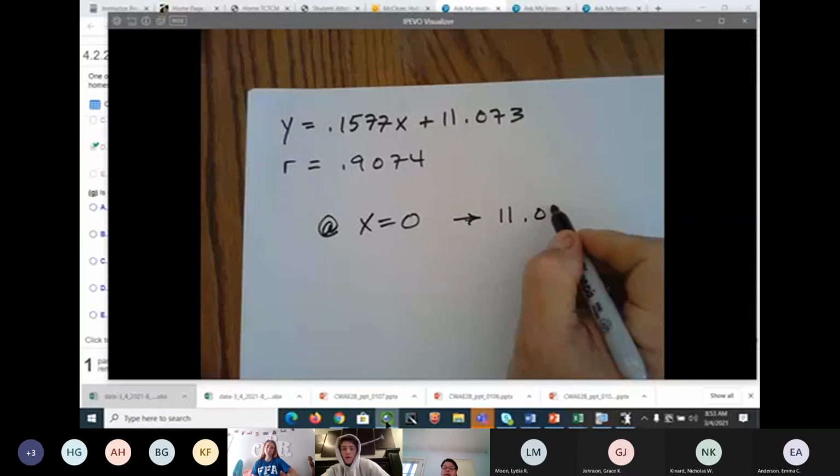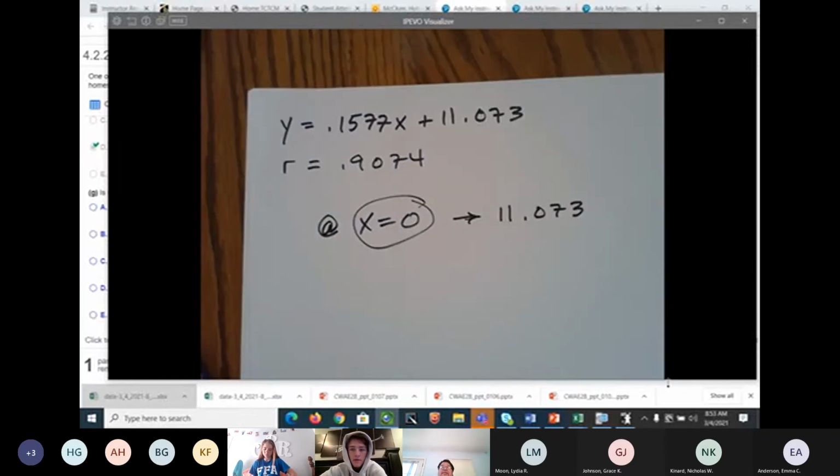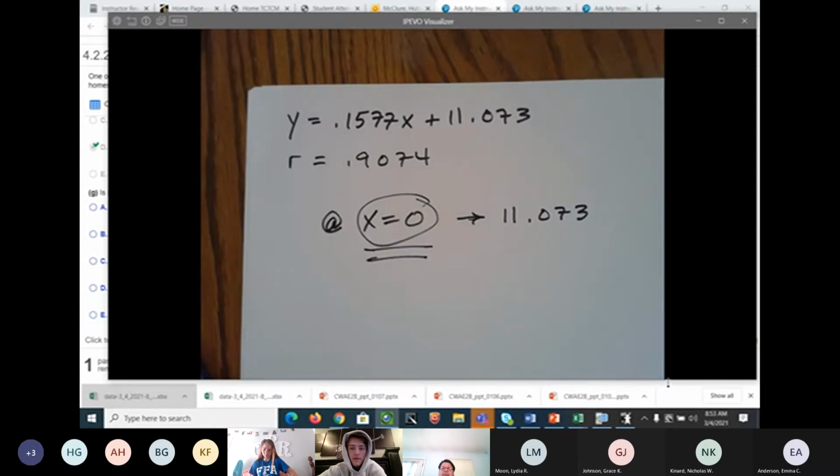11.073. So why is this not feasible? Now let's see if y'all can get this. This is a common sense question. Why is this unacceptable? You can't have a house that's 0 square footage. It would not exist. So that would be your answer.